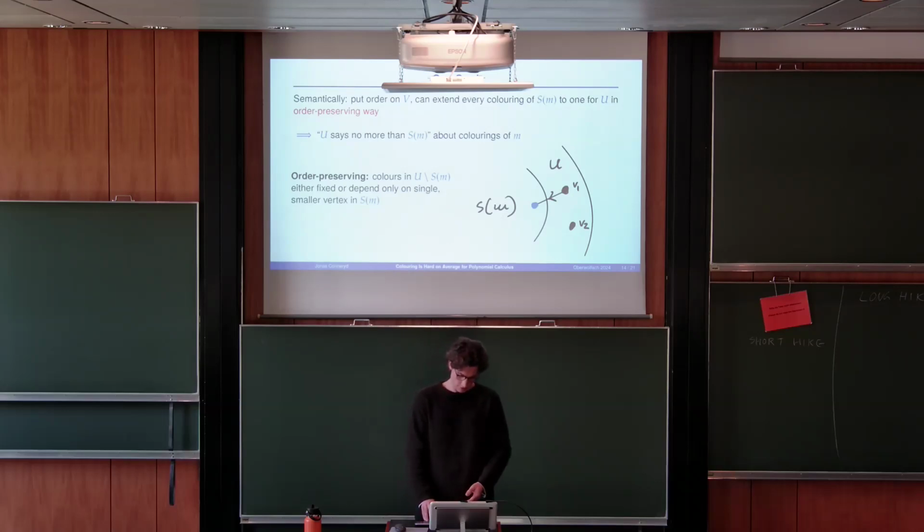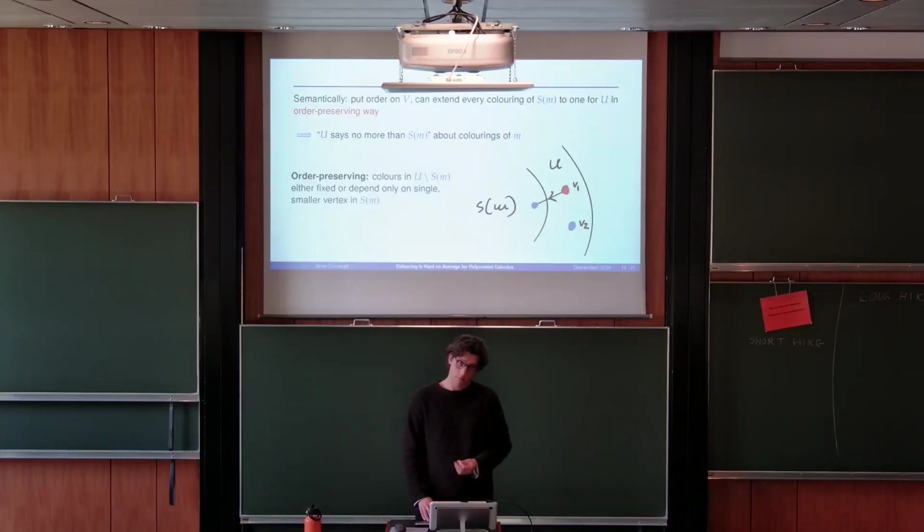So for instance, in the picture, you can see that we couldn't hope to fix the color of the vertex V1 before we assign anything to S of M, because it has an edge to S of M. If we assign it to blue, we would be violating a coloring constraint by assigning S of M to blue. But this vertex V2, we probably shouldn't worry about. It doesn't have any edges to S of M. So we could hope that we can just fix it in advance.